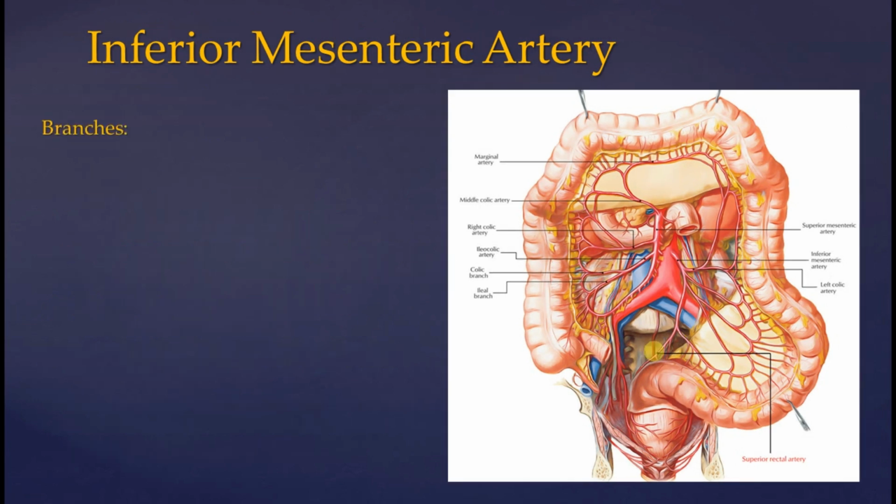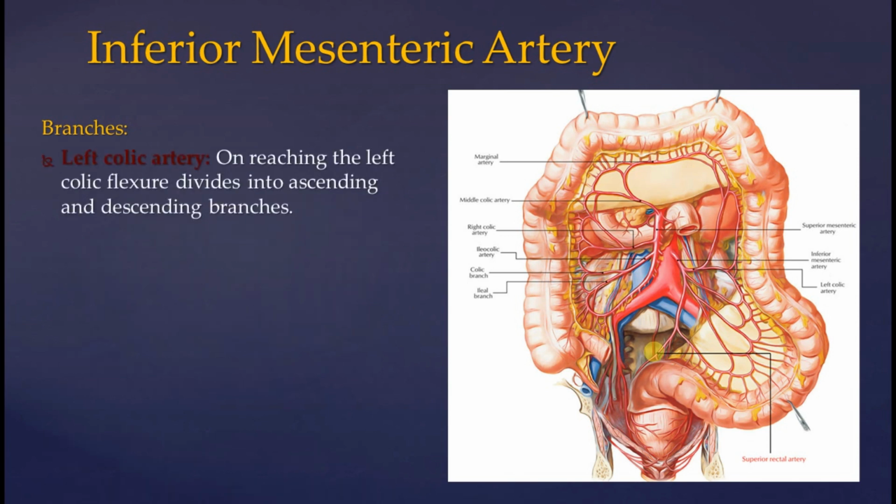The branches of the inferior mesenteric artery are mainly the left colic artery. On reaching the left colic flexure, the left colic artery divides into an ascending and a descending branch. The ascending branch anastomoses with the left branch of the middle colic artery.